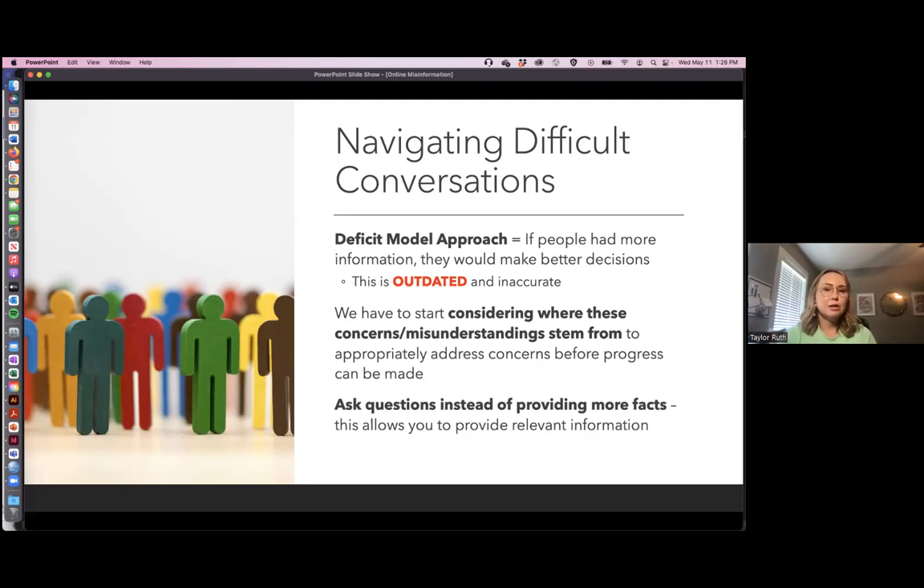We have to consider where people's concerns are coming from, where those misunderstandings are stemming from, and address those, and ask questions before we just start providing more facts. And that's really the only way we're going to be able to move forward.